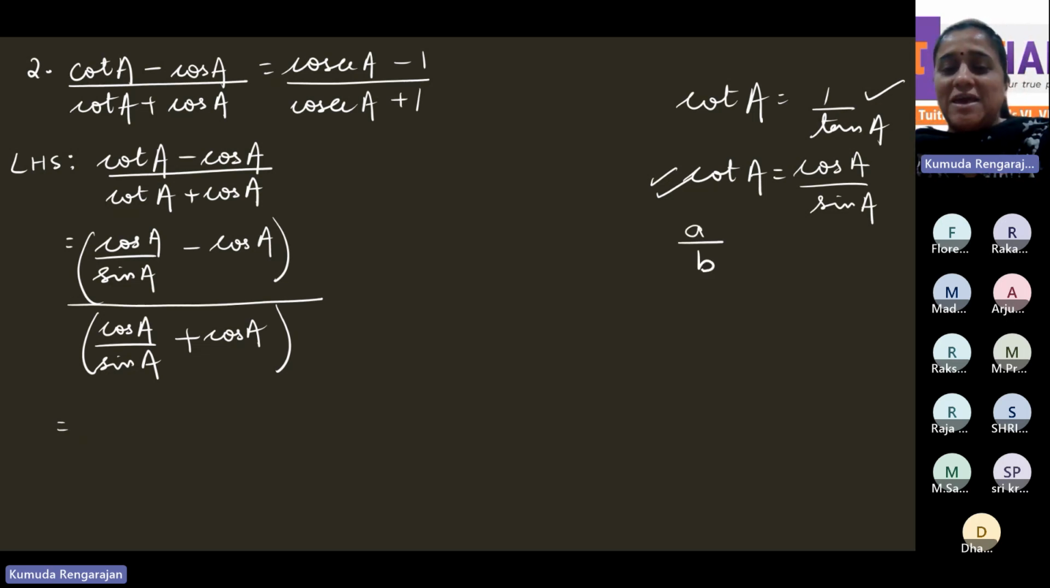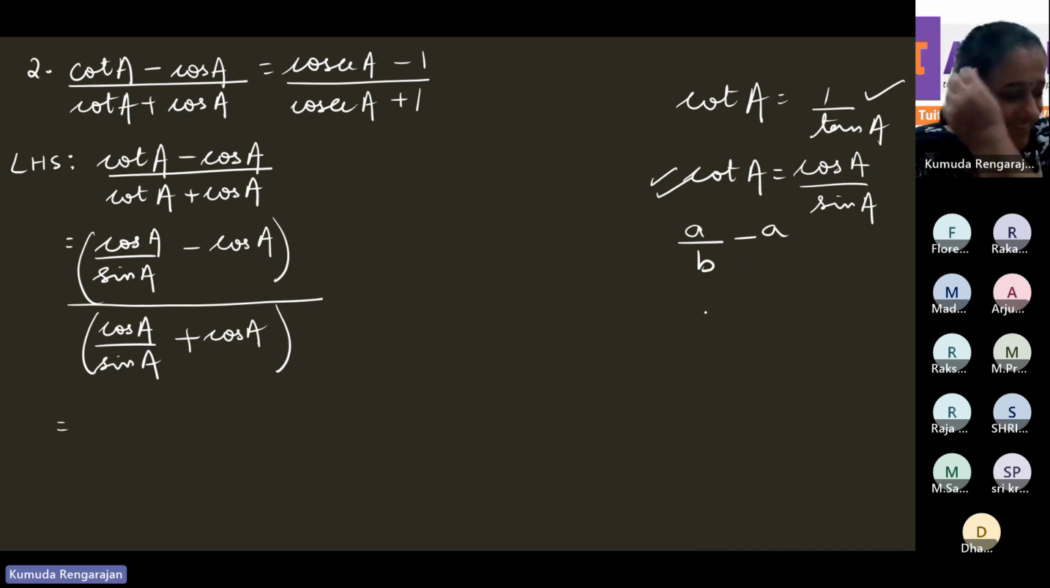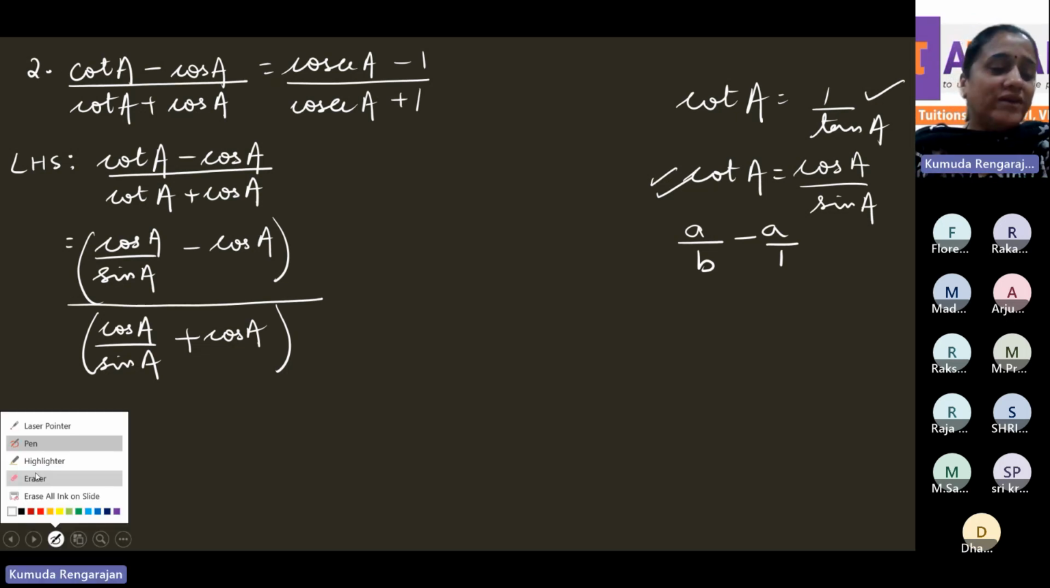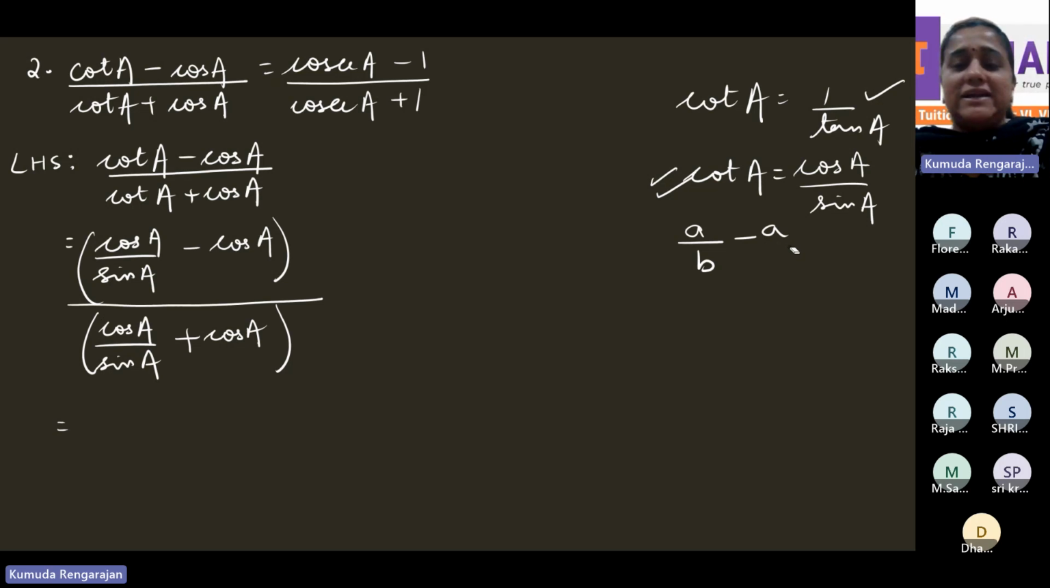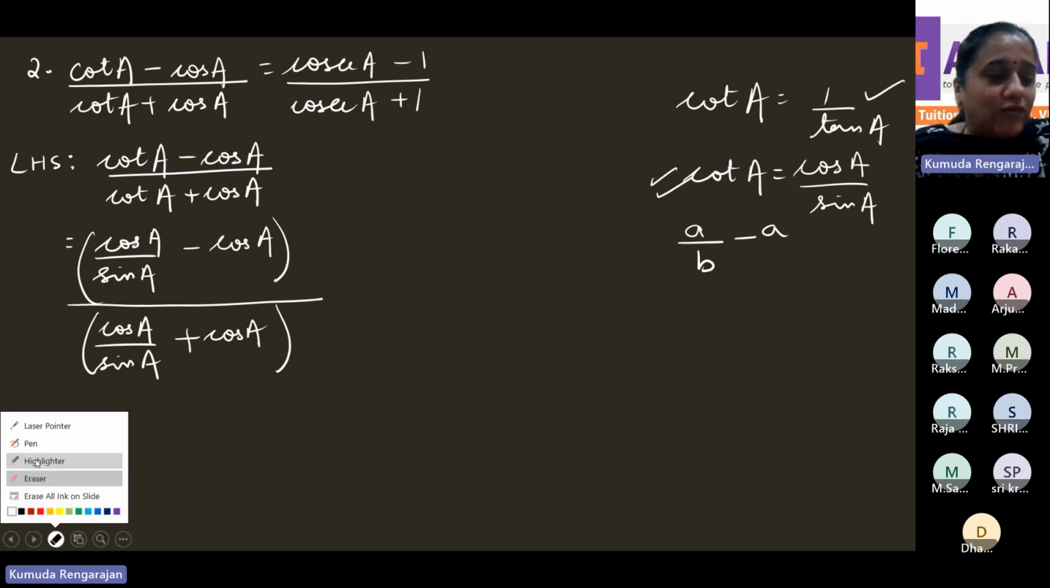If it is A by B minus A, what do you think you will do? LCM. Before that, A by 1, ma'am. I think you're close, Danya. A by 1, no. Okay, A by 1. Okay, fine. So simple things we forget easily. Actually, you know it. All of you know it.